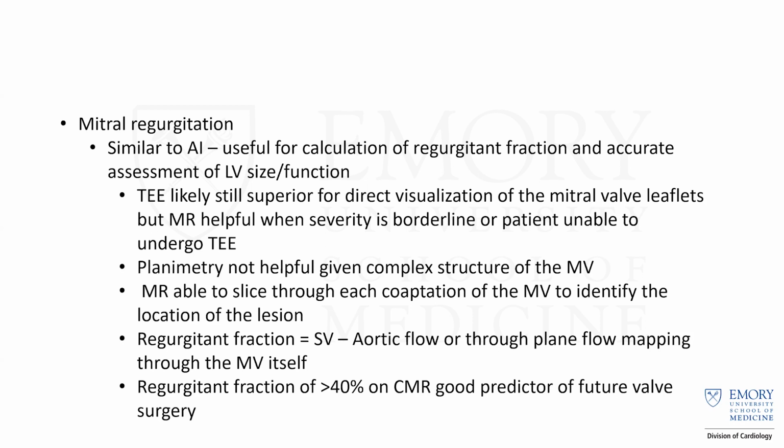You are able to slice exactly through each coaptation of the mitral valve to identify where your lesions are, which I'll show you in just a second. And then you can use regurgitant fraction here. You take your stroke volume that you calculate with your LV, and then subtract your aortic flow, and that tells you the actual mLs that are going back, and it gives you your regurgitant fraction. If you have regurgitant fraction over 40% on CMR, that's a good predictor for needing future valve surgery.